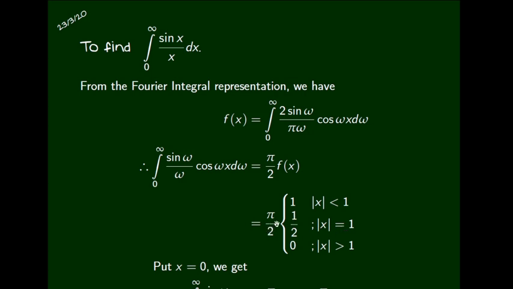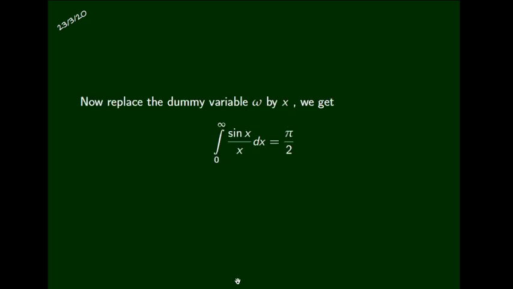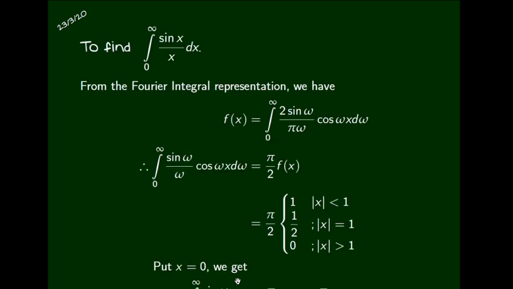So we got pi by 2 into f of x like this. Now to make this cos omega x 1, I put x equal to 0. So the term becomes integral 0 to infinity sine omega by omega into 1 d omega is equal to pi by 2 into f of 0. Now look, the range mod x less than 1 contains x equal to 0, so the corresponding f value is 1. So pi by 2 into f of 0 is equal to pi by 2 into 1, that is pi by 2.